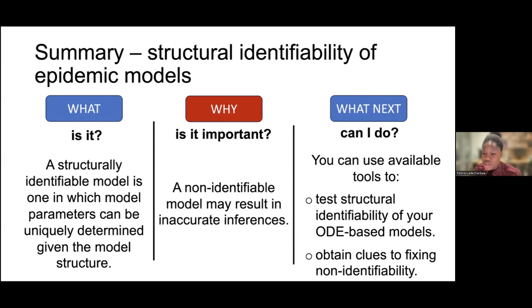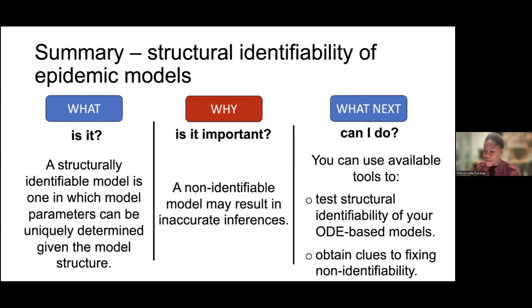Any other questions? So there's another one. In practical epidemiological research, how does the lack of structural identifiability impact parameter estimation and model validation?